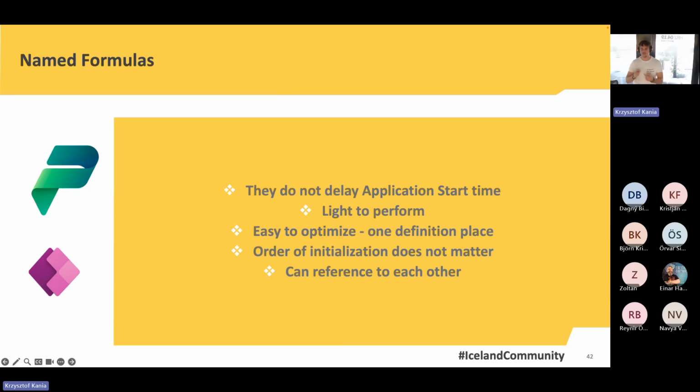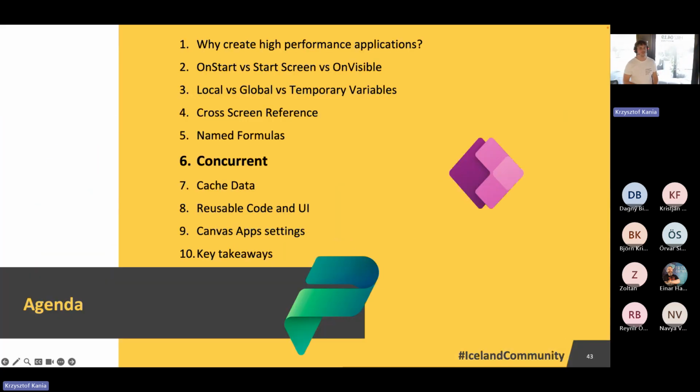The order of initialization does not matter, as I mentioned. We can define it in whatever order we want, and the application will get it for us. So we can reference each other. That's an amazing, powerful tool that we can proceed with. And while we talk about the possibilities of cross-referencing between variables and the data, and that something can be initialized with the reference in different order, let's talk about the concurrent. Let's talk about how the order of getting the data in Power Apps actually looks.